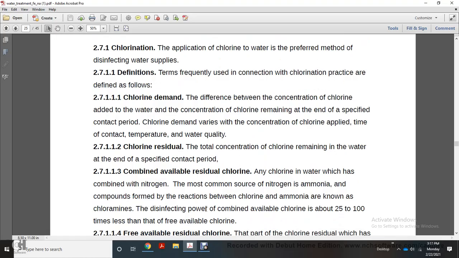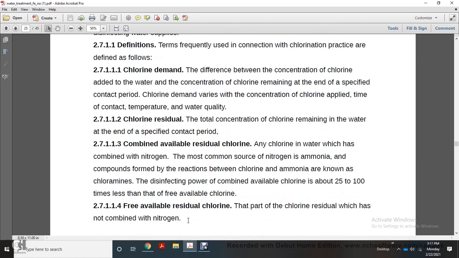Combined available residual chlorine: any chlorine in which we have combined nitrogen. The most common source of nitrogen is ammonia. Compounds formed by a reaction between chlorine and ammonia are known as chloramines. The disinfecting power of the combined available chlorine is about 25 to 100 times less than that of free available chlorine. Free available residual chlorine: the part of the chlorine residual which has not been combined with nitrogen.